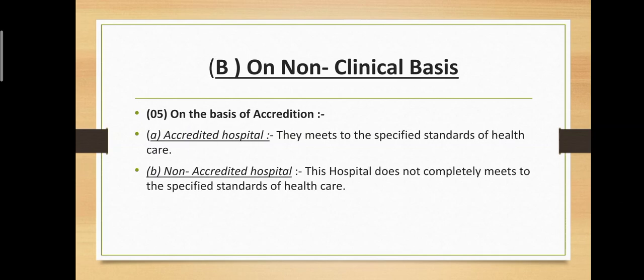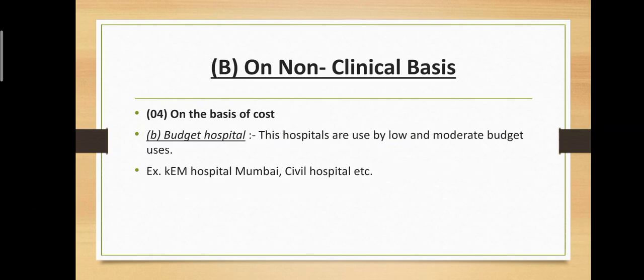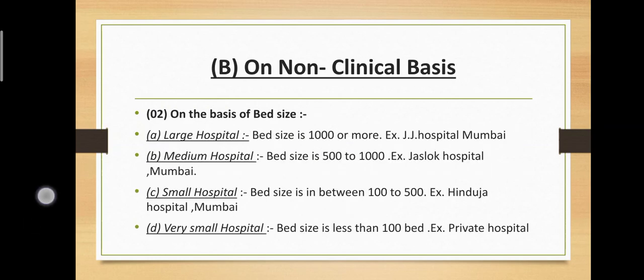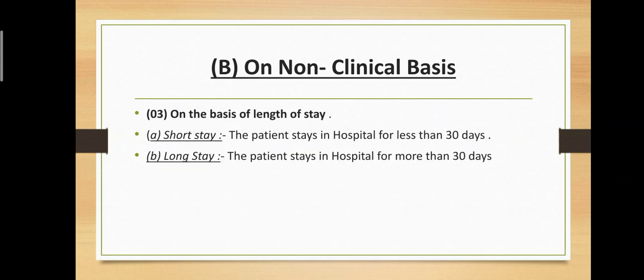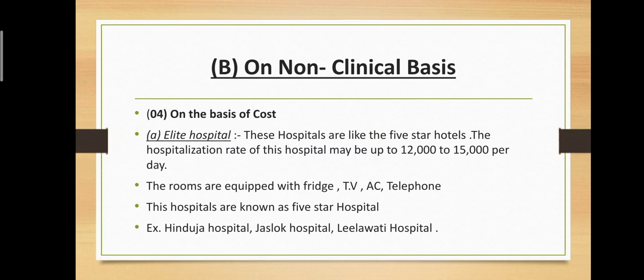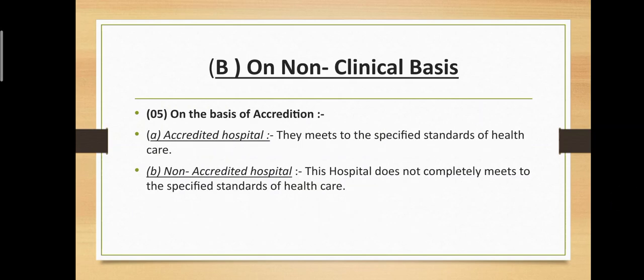Fifth subtype under the non-clinical basis is on the basis of accreditation. A. Accredited hospital. B. Non-accredited hospital. In accredited hospitals, they meet the specified standards of healthcare. Non-accredited hospitals do not completely meet the specified standards of healthcare. These are the five subtypes under the non-clinical basis. We see again: on the basis of ownership, on the basis of bed size, on the basis of length of stay, on the basis of cost, and on the basis of accreditation.